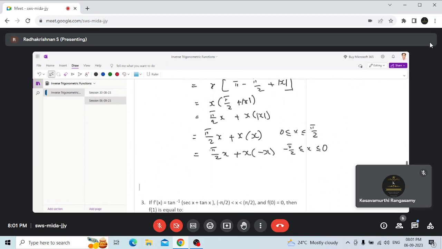So that means the first expression becomes... now f dash of x, let's write it now. Okay. Plus 2x.